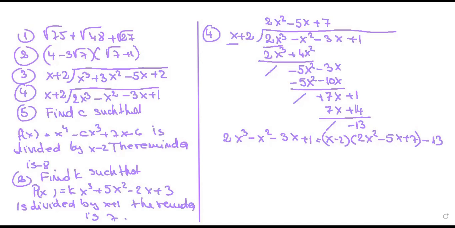Now, I want to keep the number 4 and go to number 5. Find C such that f of x equals x to the power of 4 minus cx to the power of 3 plus 7x minus 6, if it's divided by x minus 2, the remainder is minus 8.